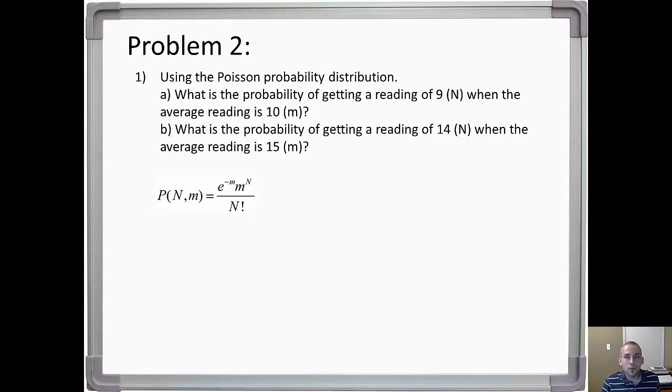Okay, so in problems 2 and 3, we're just going to go over a quick calculation for Poisson, and then the next problem will be Gaussian. Okay, so Poisson first. Part A, what is the probability of getting a reading of 9 when the average reading is 10? There's the Poisson formula.